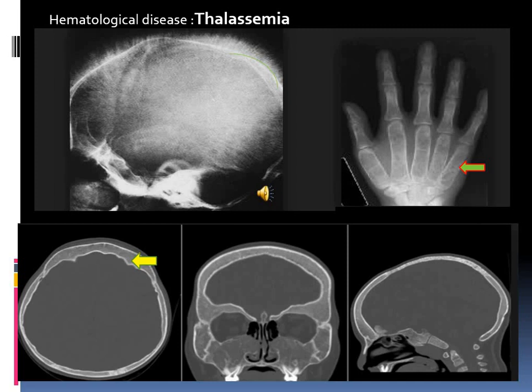Also, in CT scan, this diploic space or hyperexpansion of the skull vault, especially in the frontal and in the occipital area, it's very clear in this bone image or bone window of CT scan, in which we can detect these thickening in the diploic spaces.